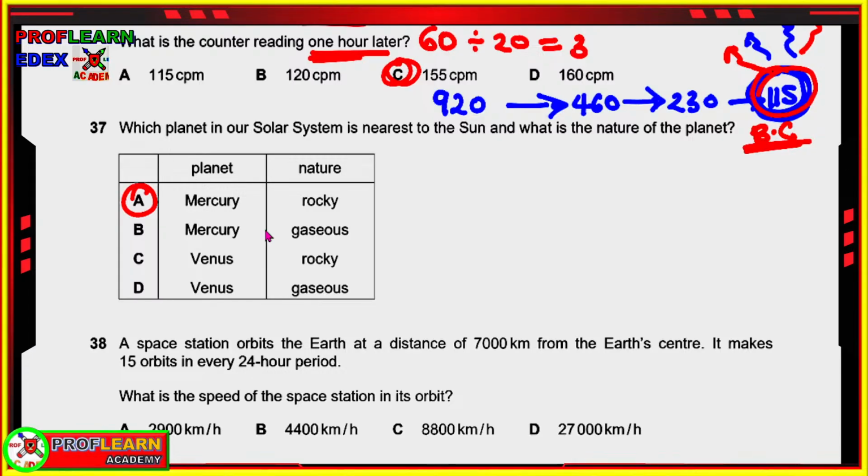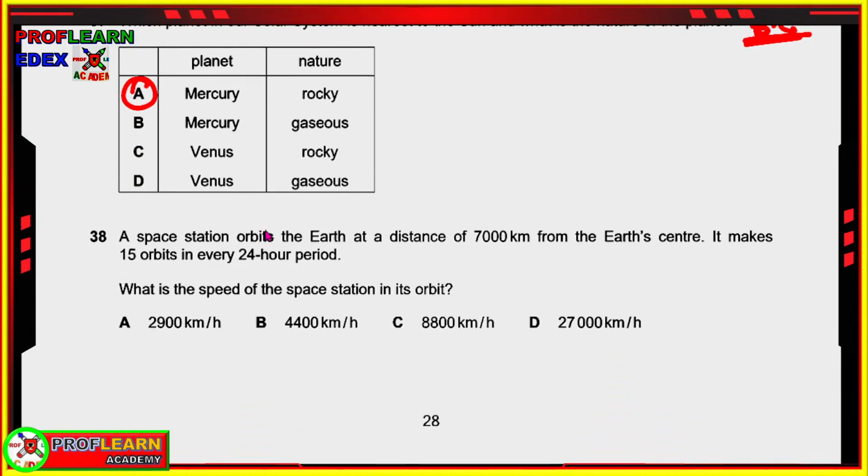A space station orbits the Earth at a distance of 7,000 kilometers from Earth's center. It makes 15 orbits in every 24 hour period. What is the speed of the space station?